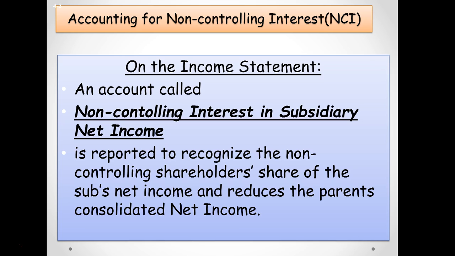So what we do on the consolidated financials is show 100% of the sub's revenue and expenses. Then, combined with the parent's, we show a total, and then we have this line item that backs out the part that goes to the non-controlling interest.